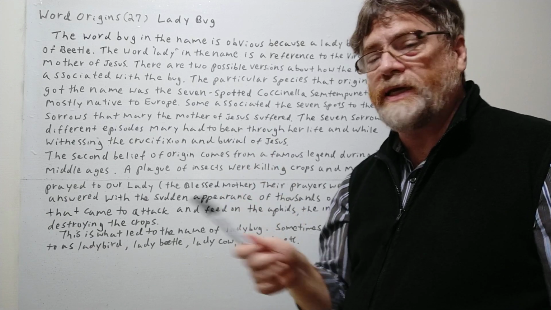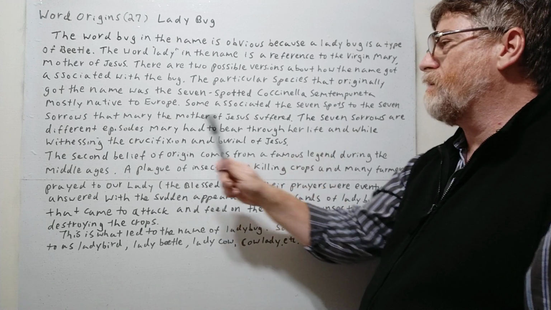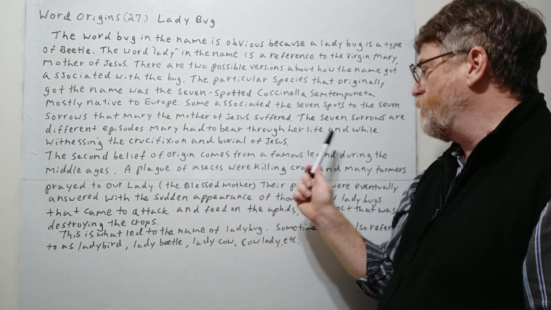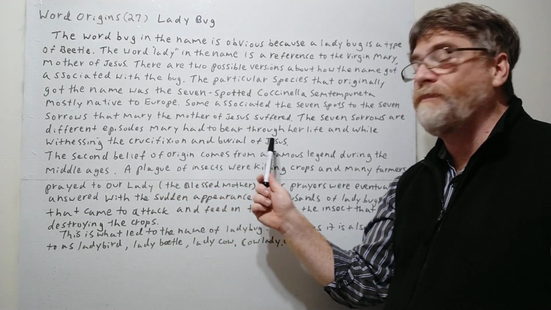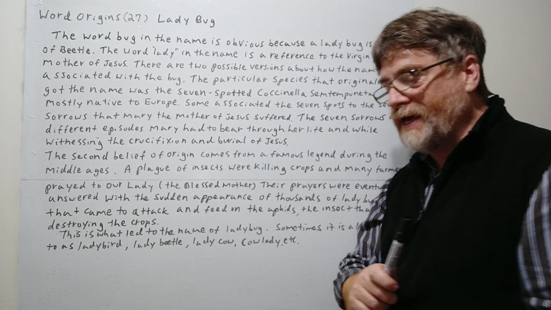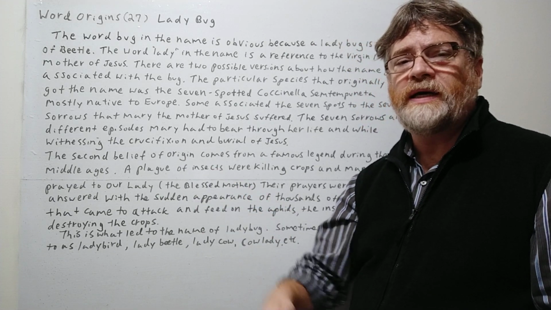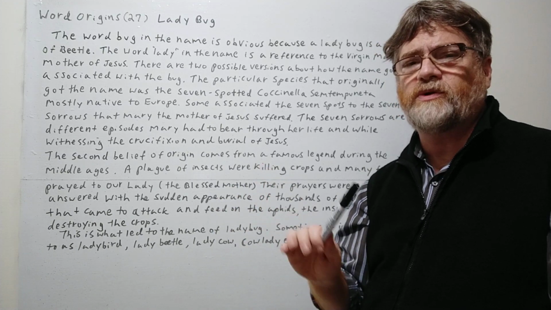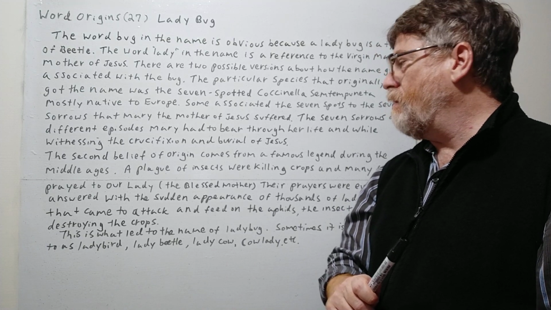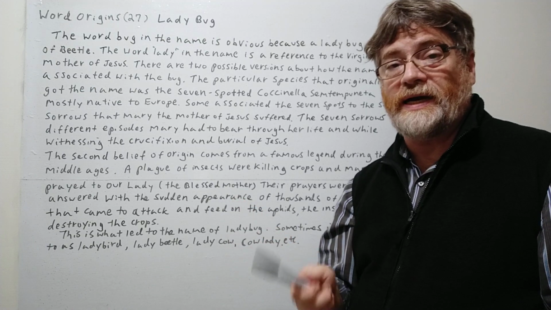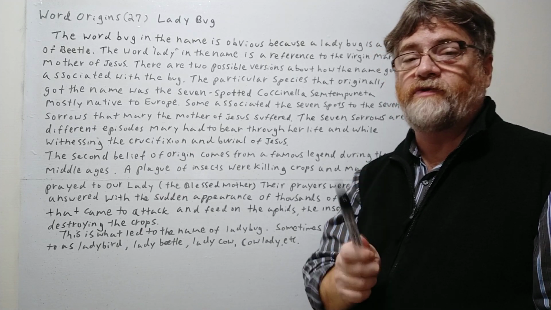But anyway, let's continue. The 7 sorrows are different episodes Mary had to bear through her life, including while witnessing the crucifixion and the burial of Jesus. Of course, when he was crucified on the cross, and I think when he was stabbed with the spear, and then actually burying him. So those were 3 that were directly connected just to the death of Jesus. All right, anyway, let's continue. There is a second idea about it, but of course they're both connected to the Virgin Mary.